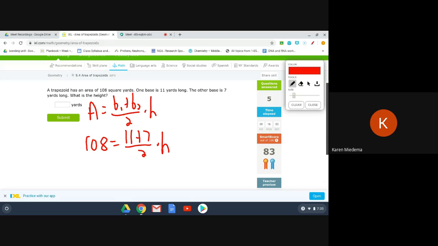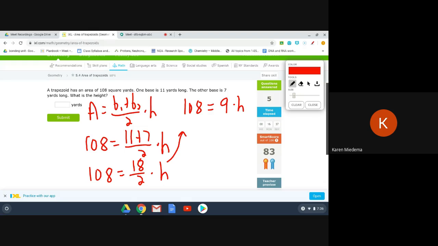Well, to do this problem, I still want to simplify. In my numerator, 11 plus 7 is 18 over 2 times H. Again, I'm going to run out of space. What I'm going to do here in my next step is instead of writing 18 over 2, I'm going to simplify that piece. 18 divided by 2 is 9 times H.